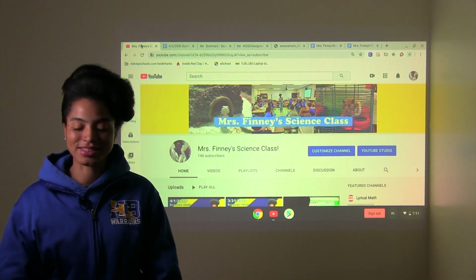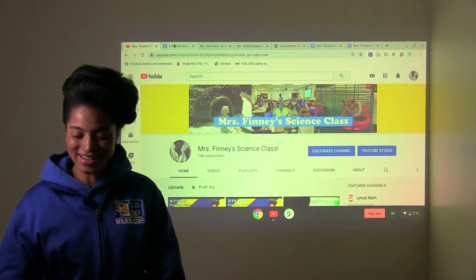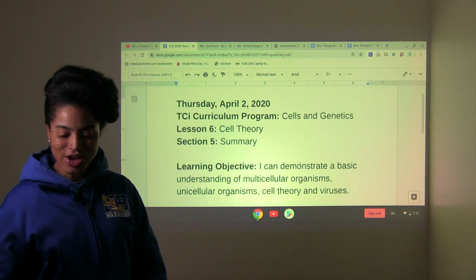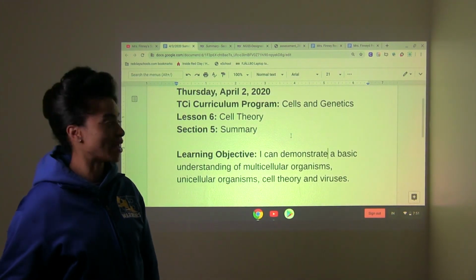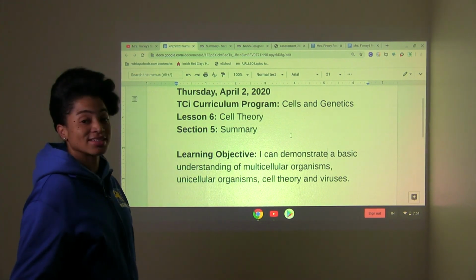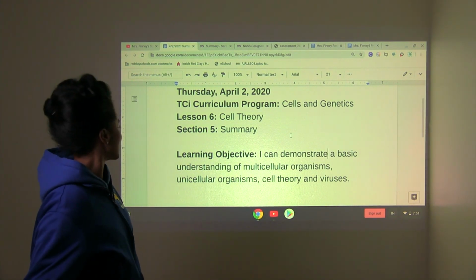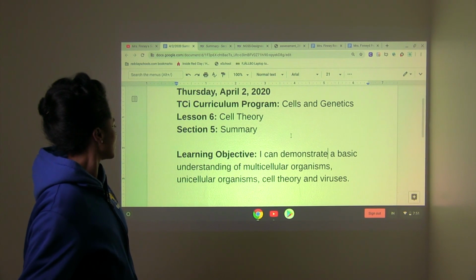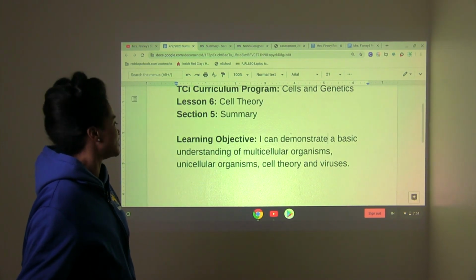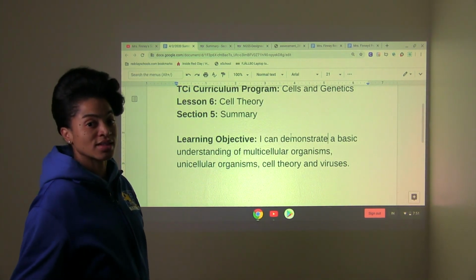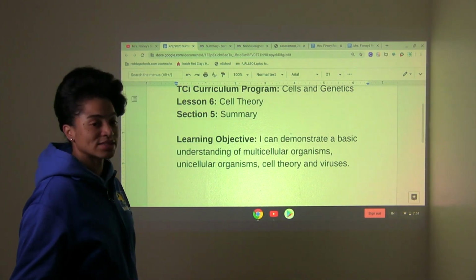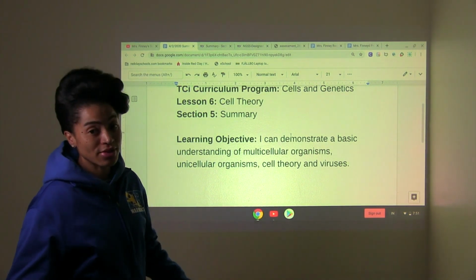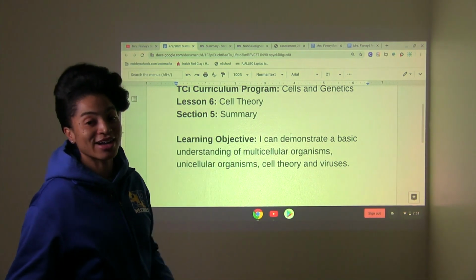Let's get started with today's summary. All right. So today we're wrapping up the TCi program, Cells and Genetics, Lesson 6, Cell Theory, through the summary section. And the learning objective is for you to be able to demonstrate a basic understanding of multicellular organisms, unicellular organisms, cell theory, and viruses.